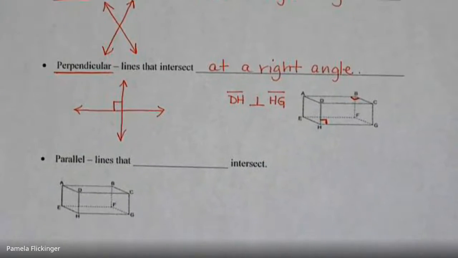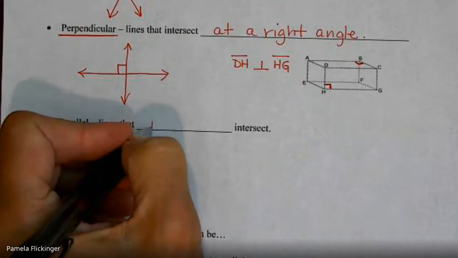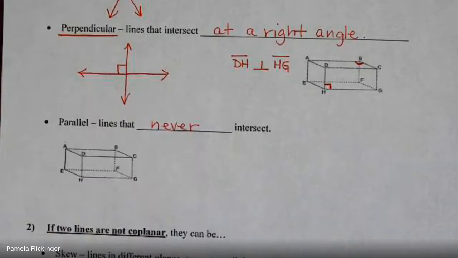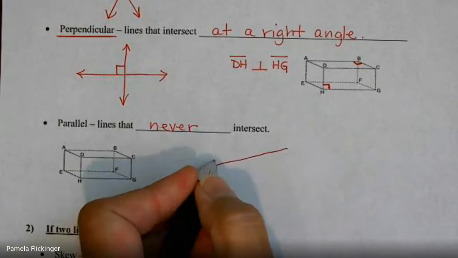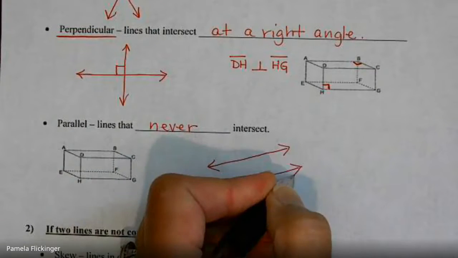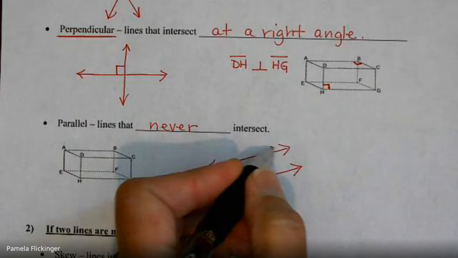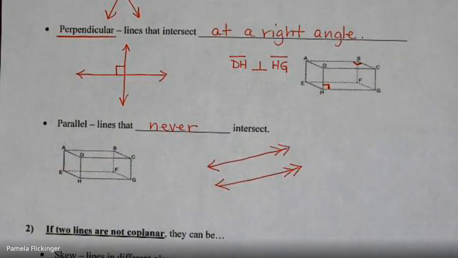Parallel. These are lines, again, in the same plane that never intersect. Now, first over here, let's draw them just separate. So if we had two parallel lines, and on the paper they don't intersect, but we wanted to make sure that we knew that they were parallel, we would put a double arrow at one end or the other. It doesn't matter which one. So that's what you'll see on the picture.